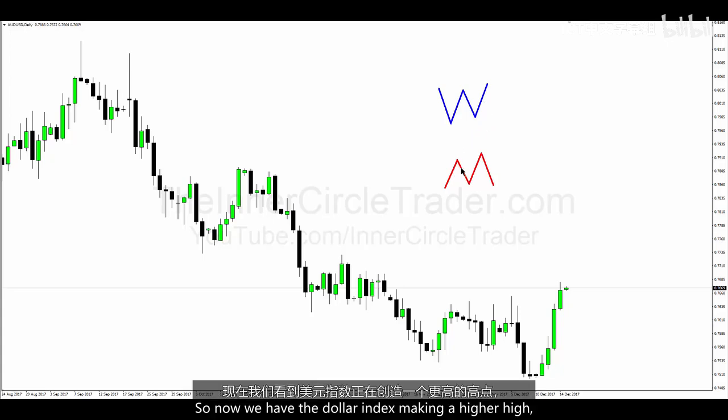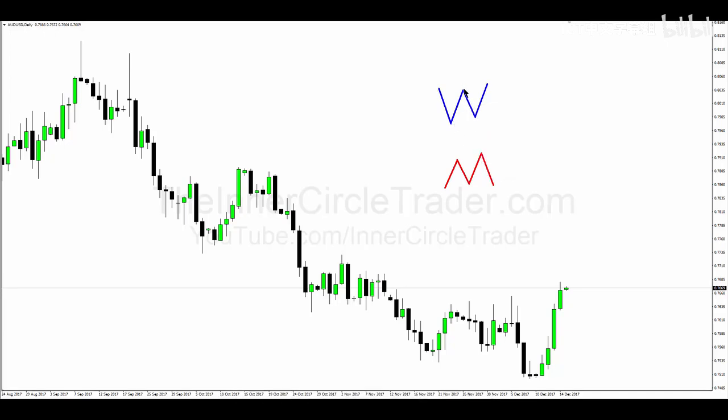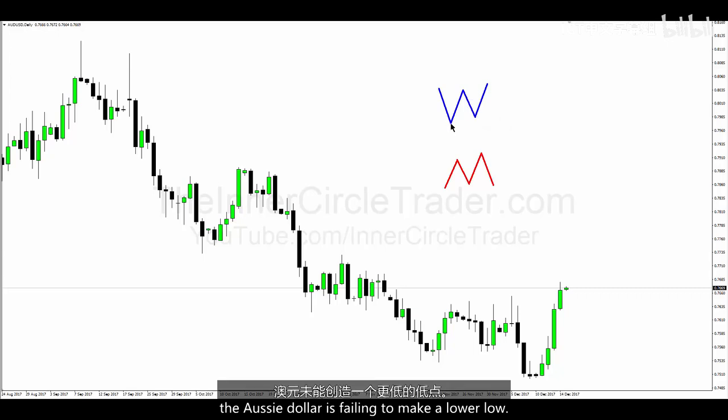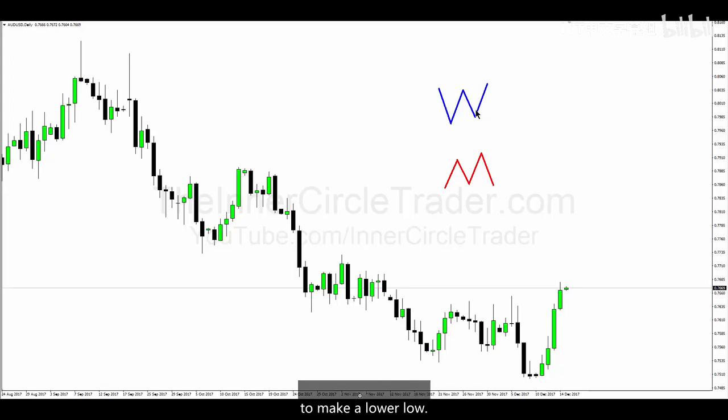Okay, so now we have the dollar index making a higher high, but now in this case, if this was representing the Aussie dollar, it is failing to make a lower low. So this is suggesting that Aussie dollar is being bought up because it's failing to make a lower low. Otherwise, it should have made a lower low as the dollar index made a higher high.